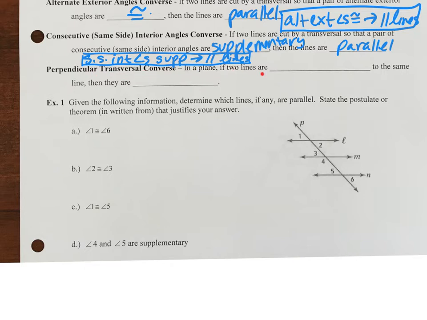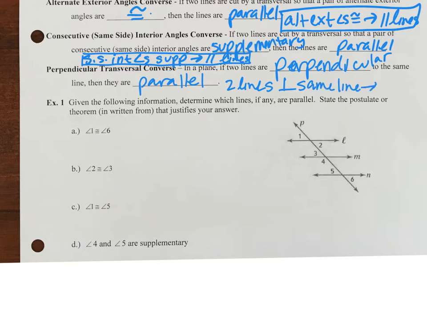It says in a plane, if two lines are perpendicular, see if I can squeeze that in there. If two lines are perpendicular to the same line, then those lines have to be parallel to each other. Okay, so how will we write that in shorthand? To write this in shorthand, we'll say that two lines that are perpendicular to the same line, we can conclude are parallel lines. All right, so that's how we'll write that converse in shorthand.